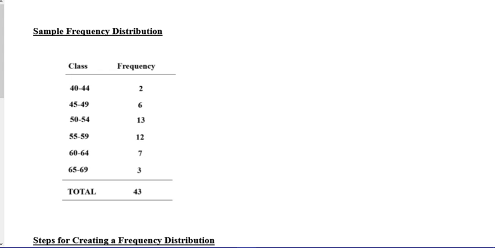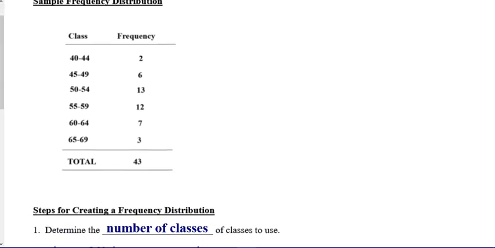All right. So here is a breakdown of a frequency table. There were 2 presidents from 40 to 44. There were 6 presidents from 45 to 49. There's 12 between 55 and 59. Only 3 in their upper 60s, from 65 to 69. And what is the total? 43, which makes sense because there's 43 presidents on the table.